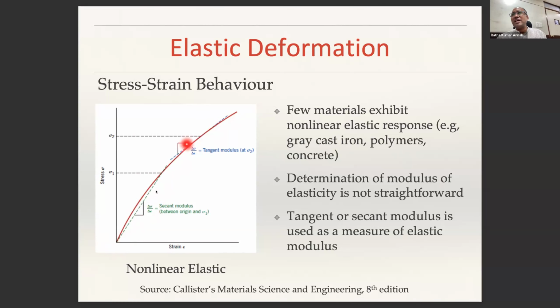It is still called elastic because when you remove the load at any point, it will come back on the same path. And when you make the load zero, the strain also becomes zero. That means the material is coming back to its original configuration. That is why it is still called elastic. Any questions here? It's clear, sir. Yeah.